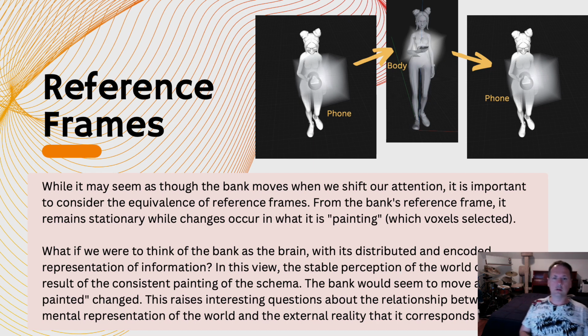So now to the point of this slide, if we, instead of imagining the bank moving around, look at things from the bank's reference frame, the bank is stationary. And what it's doing is changing what it's painting over time. So like right now it's painting the phone, now air, now the chest, now back to the air, now back to the phone. And because it's changing what it's painting, we interpret it as, oh, there's this bank structure moving around within the real world schema. But to it, it was just stationary. It just changed what it painted in a very precise and ordered manner to create this schema.